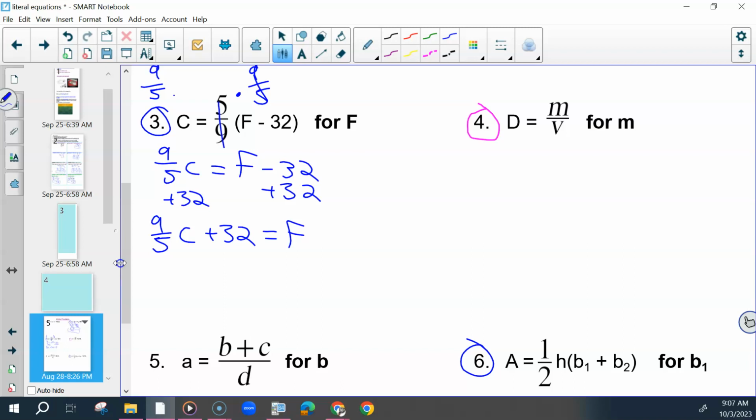Questions on 3 before we do 6? Here, because this one has a C and this one doesn't, so they're not different. But if they both had C's, then yes, we would add them together.